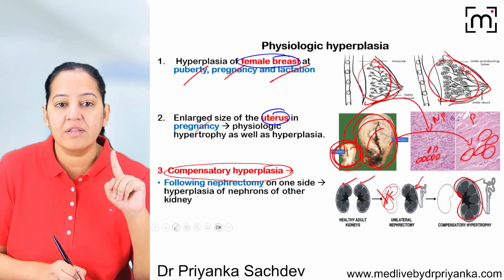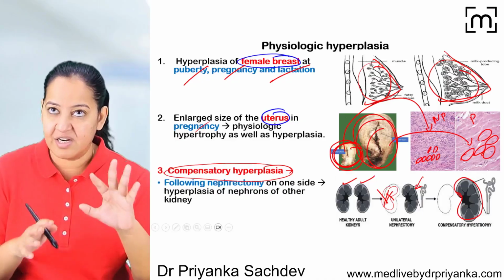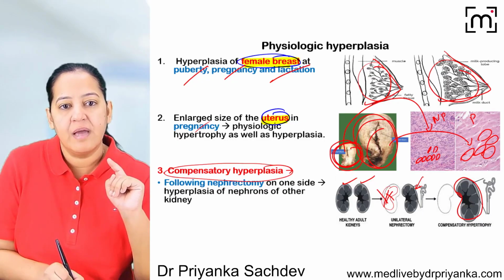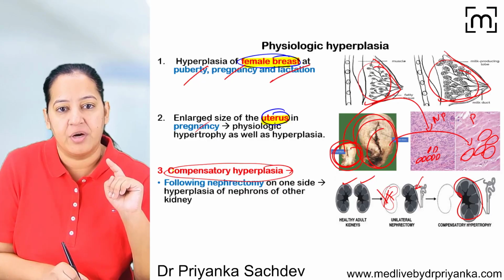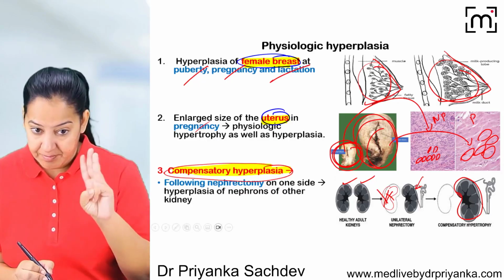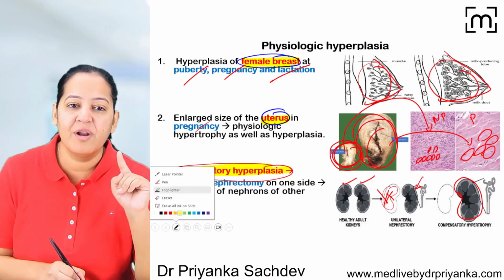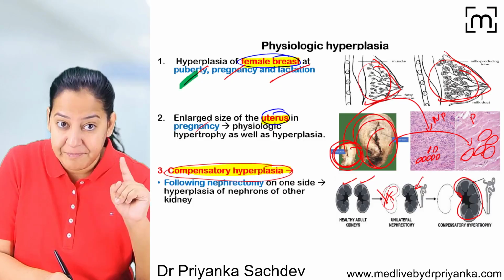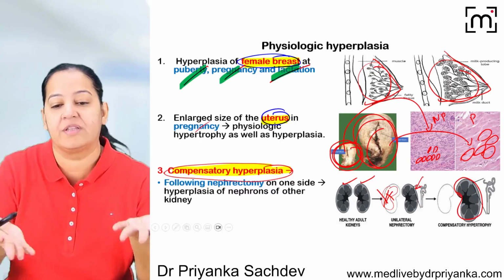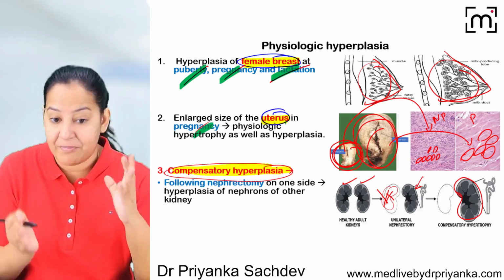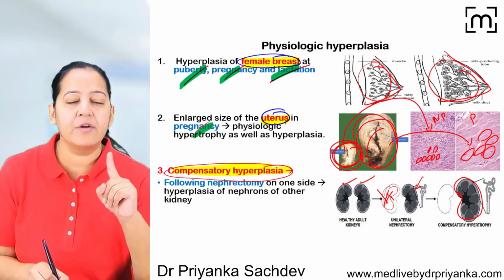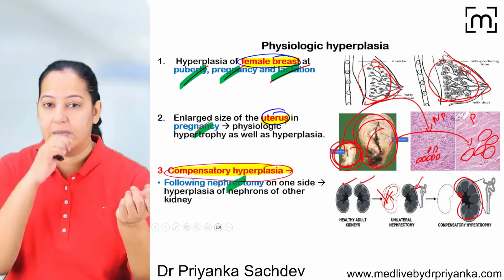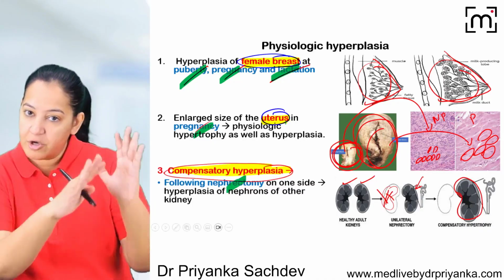I want you to learn the name of the organ. Don't go into the detail; the details are for your understanding. Learn the name of the organ: female breast, uterus, and compensatory hyperplasia. Learn the name and learn the stressor in each of them. In the female breast, the stressor is puberty, pregnancy, and lactation, that is hormones during the 3 conditions. In the uterus, the stressor is pregnancy, that is hormones during pregnancy. And in compensatory hyperplasia, the partial loss of the organ is the stressor. So learn the stressor and learn the organ, draw the diagram.